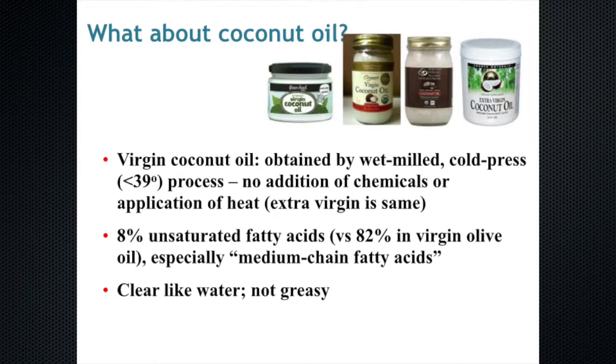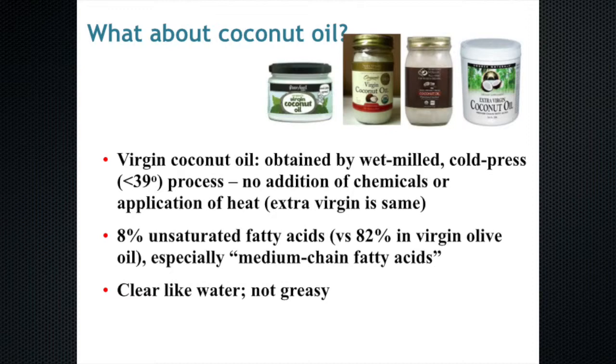So what about coconut oil? So there are lots of those on the shelf. Pretty much you're going to find ones that say virgin coconut oil. So what does that mean? Well, you don't want something that's not virgin coconut oil, because this means that it is made through a process that does not add chemicals, that does not use heat. It is a wet milled, cold press process. And make sure that if you're going to try this, you use virgin coconut oil, because otherwise there's bleach in it that changes the composition. Extra virgin is a marketing tool. There's no difference between extra virgin and virgin. But virgin coconut oil is what you're going to look for.